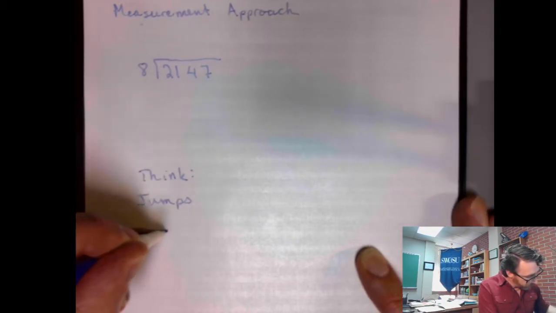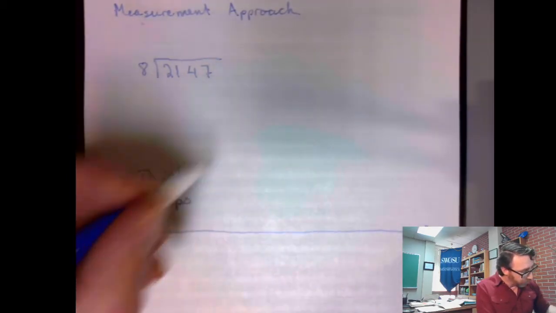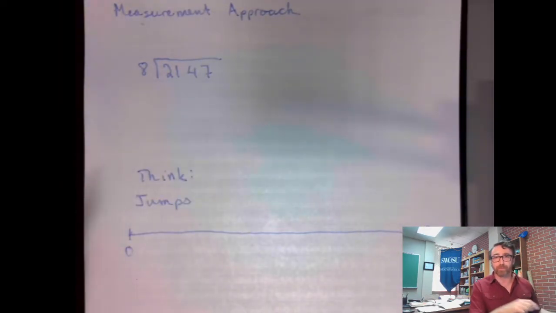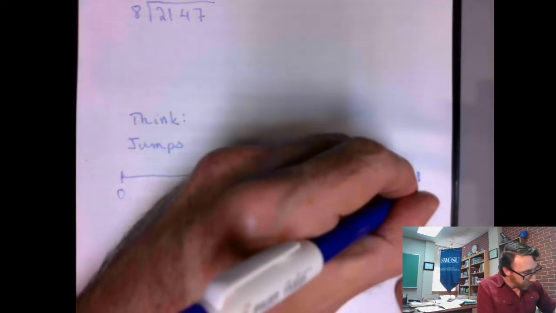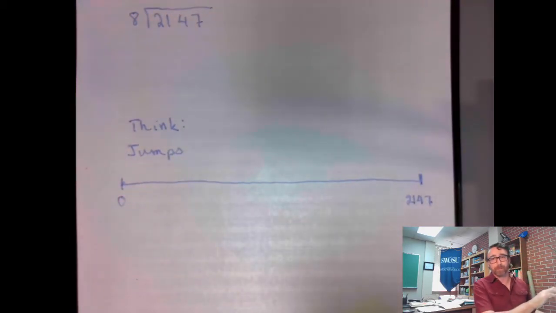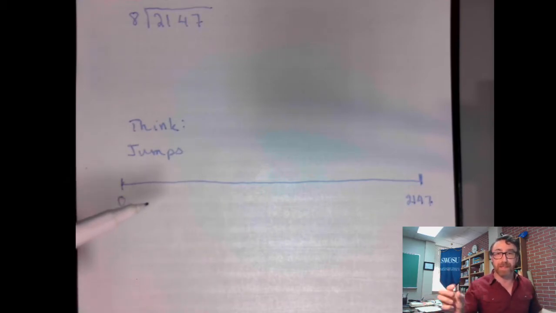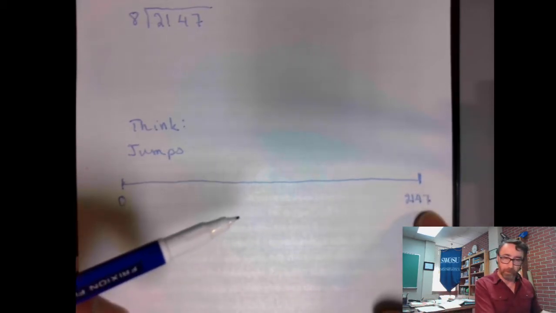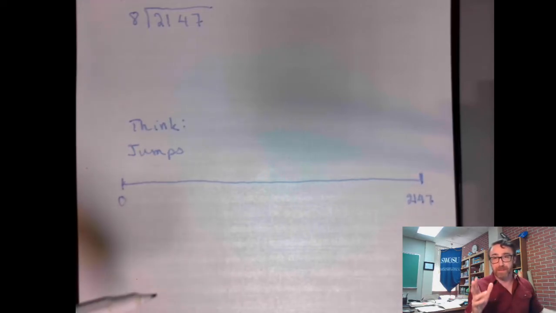But now, if you remember the measurement approach to division, okay, I'm starting at 0, and I'm imagining that I have an 8-inch ruler. So I'm starting at 0, and I want to get to 2,147 using my 8-inch ruler. And the question I'm trying to answer is, how many times do I have to use that ruler to get here? All right. Well, if I count by 8s, this is going to take forever.